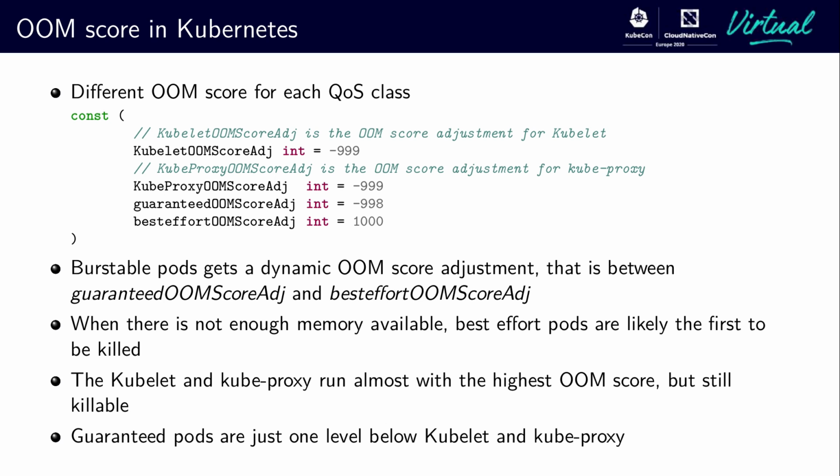Oom score in Kubernetes. Each QoS class is assigned a different oom score. As we saw earlier, the higher the score is, the more likely the processes are going to be terminated by the kernel if there is not enough memory. Best effort pods are the first ones to be terminated. Guaranteed pods instead have almost the same oom score as the kubelet. The burstable pods instead get assigned a dynamic value that is calculated considering how much memory is allocated to them in proportion to the entire available memory.